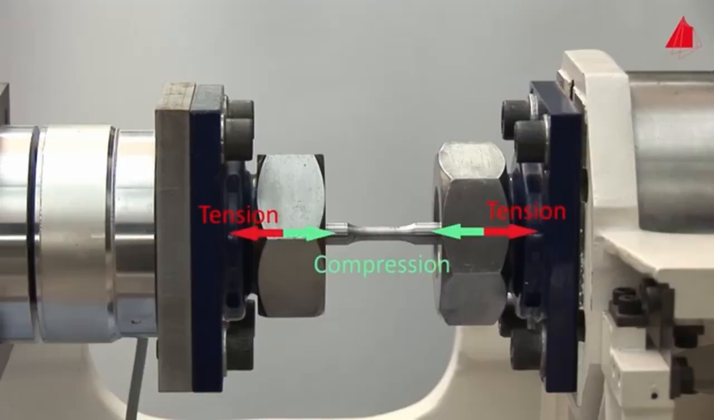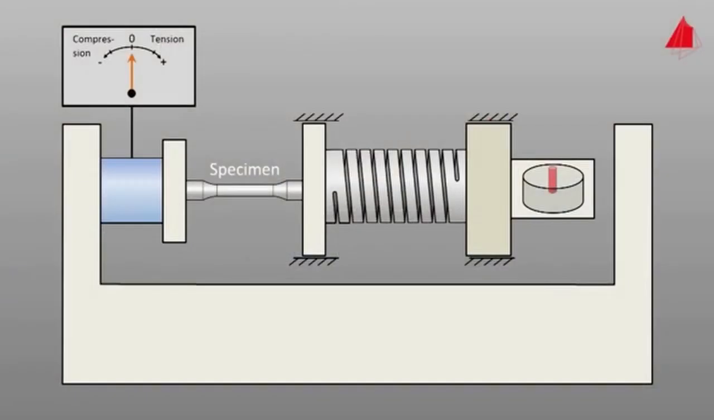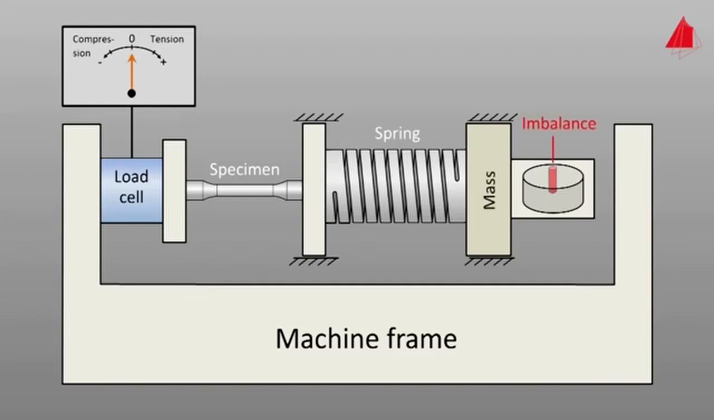Our fatigue testing machine is equipped with a mechanical resonance drive. The specimen is connected at its left grip via a load cell to the machine frame. At the right grip, a spring is mounted, and there in turn a mass. An imbalance stimulates the mass to vibrate.